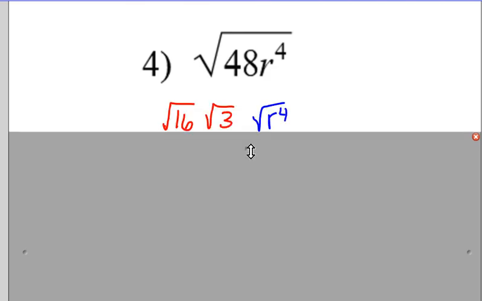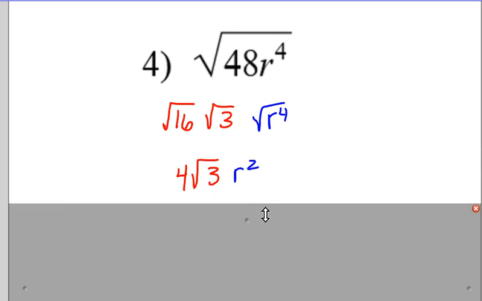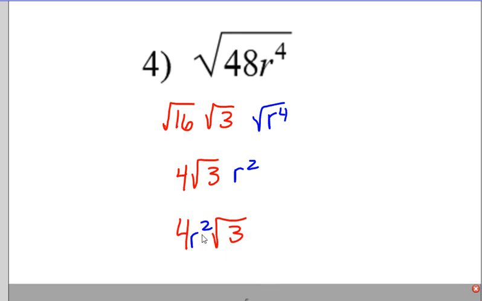Square root of 48r to the 4th is the square root of 16 times the square root of 3 times the square root of r to the 4th. 4 square roots of 3 r squared. So 4r squared is the square root of 3.